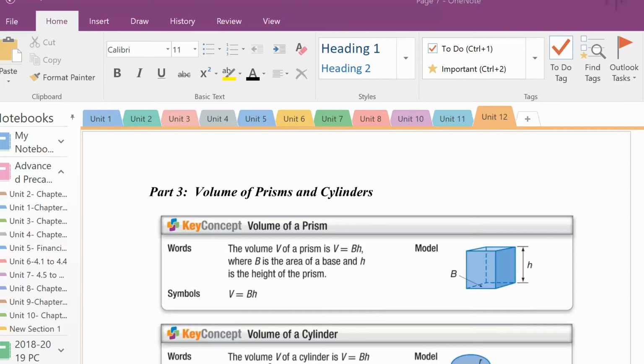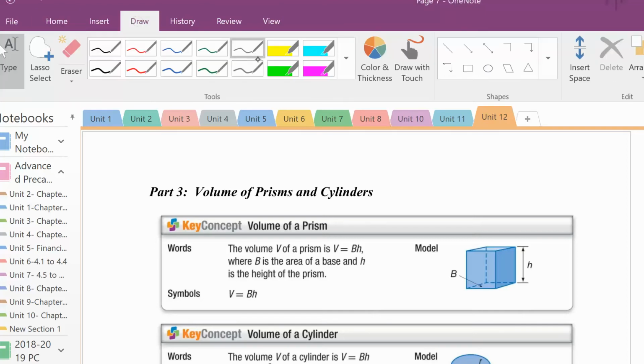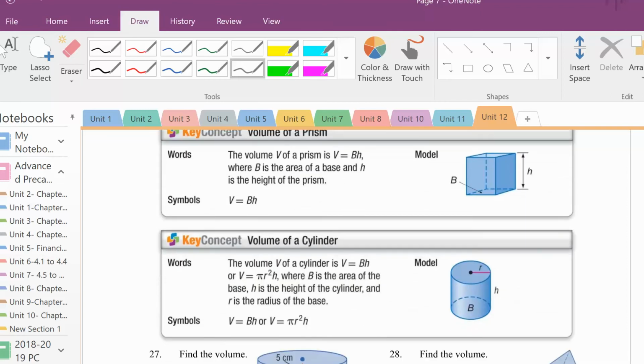So the volume of a prism, or the volume of any object, is how much you can put inside the object. And to figure that out, you have to take the area of the base and multiply it by the height, and that'll give you the volume of a prism. For the volume of a cylinder, it's the same formula, except you now know that the circle is the base, so that's why it's just pi r squared times h.